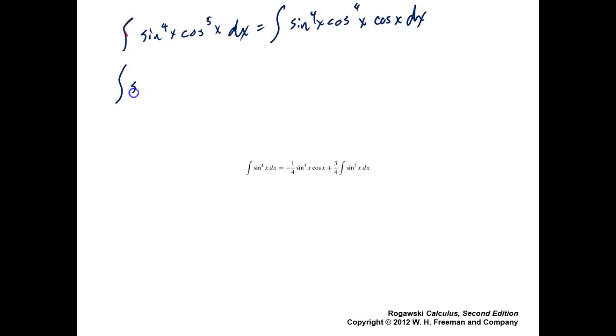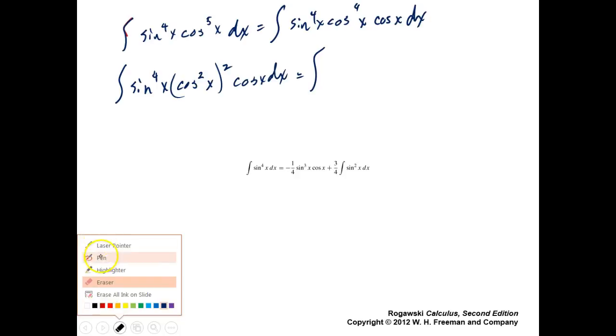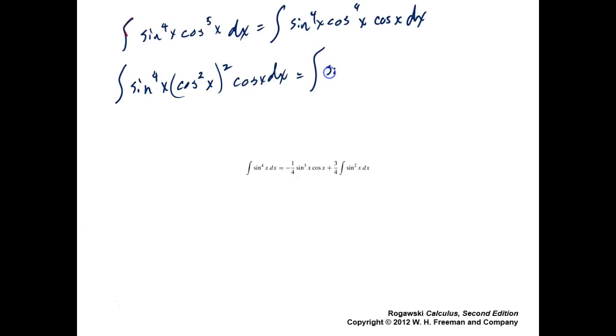That'll be the integral. The sine 4th x is fine. We're happy with that so far. But that cosine 4th x is really cosine squared x squared, right? And then you have your cosine x dx. Now, well, I don't have any limits. Why do I start putting limits in? Okay. All right. So the sine 4th x is fine for now.